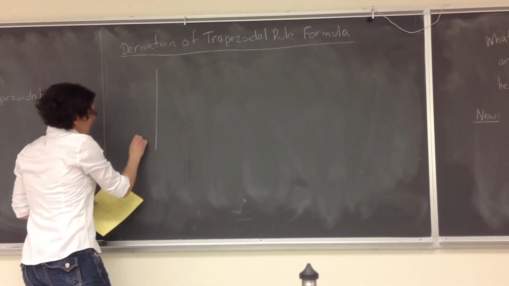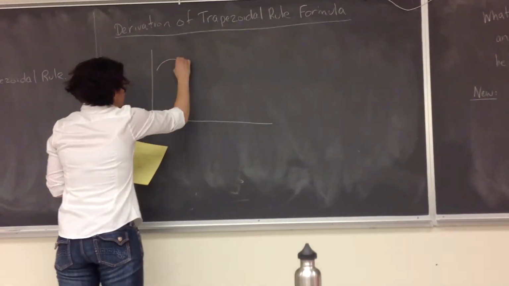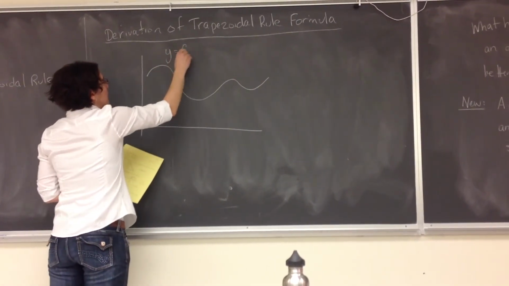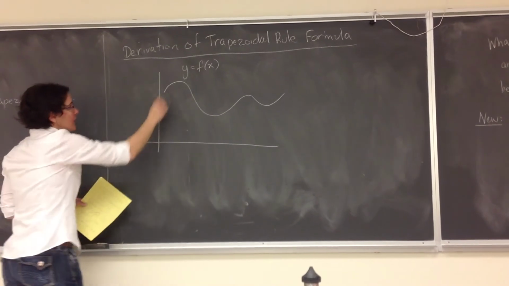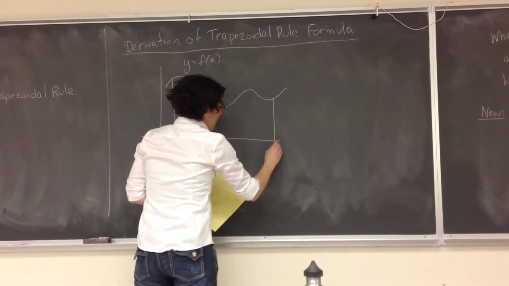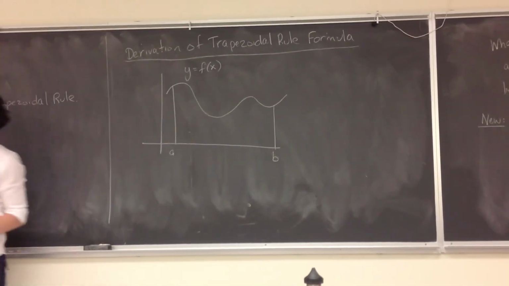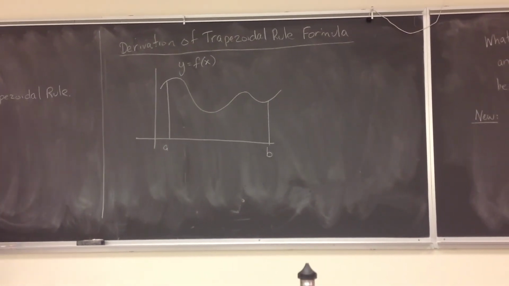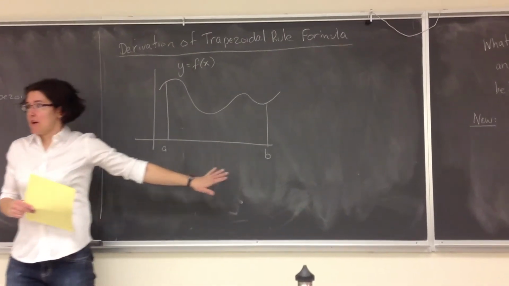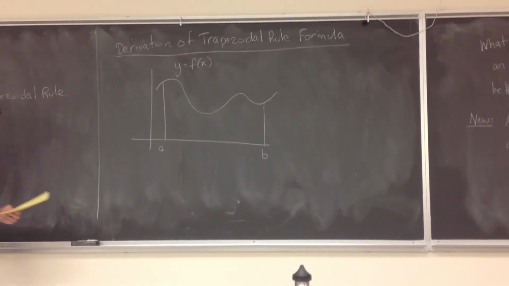So we've got this generic function. Here it is. There it is. There's our function y equals f of x. And we are interested in approximating the area under y equals f of x between a and b. Now, if our function happens to dip below the x-axis, then we have negative values, and that's fine. Just in terms of picture, I'm just going to go ahead and use positive values here.